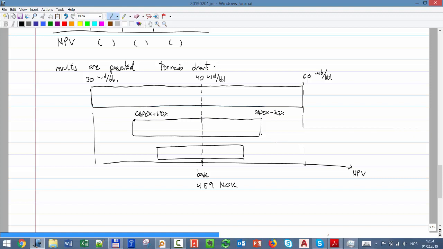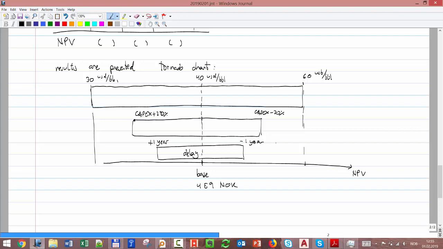Something else I want to see is the delay in production. If my production is delayed for some reason, for example this shipyard in Norway or this shipyard someplace didn't deliver the ship on time, my production will be delayed by 2 years. How is that going to affect my NPV? So that's the delay, and here I have early production, minus 1 year, which increases the NPV, and here I have my plus 1 year.